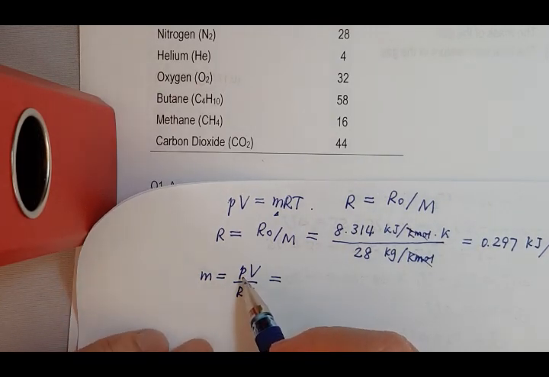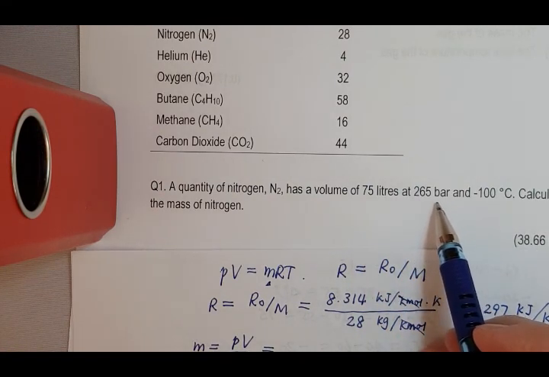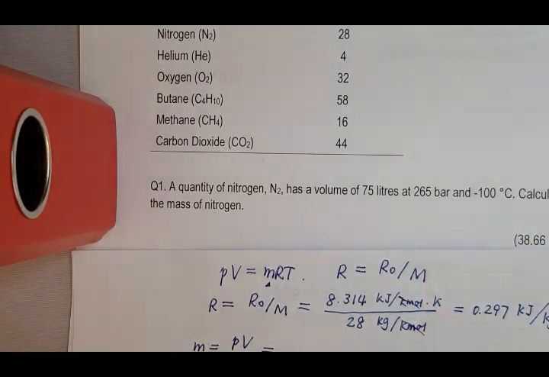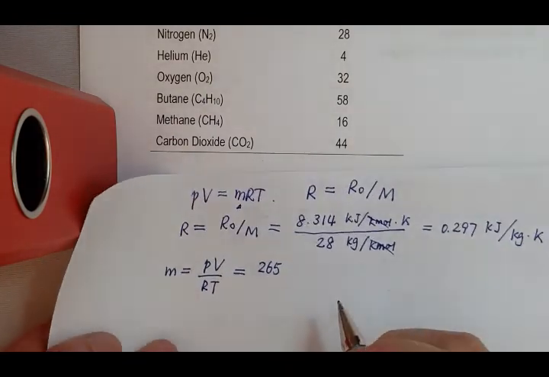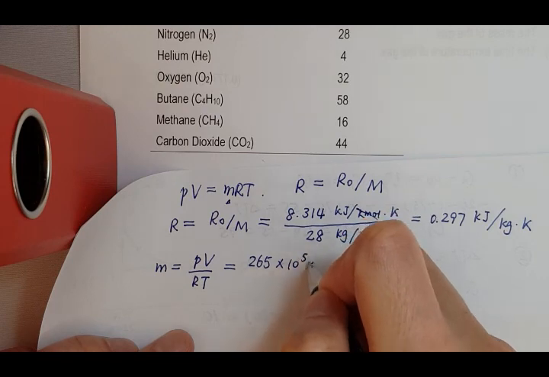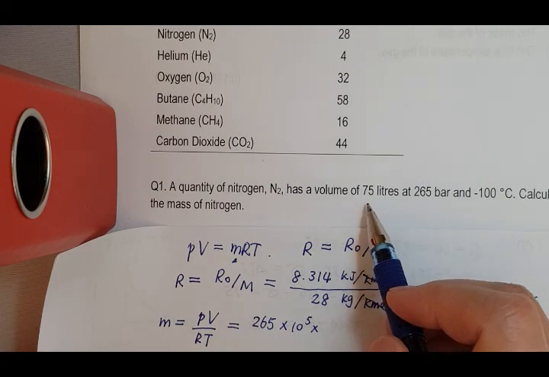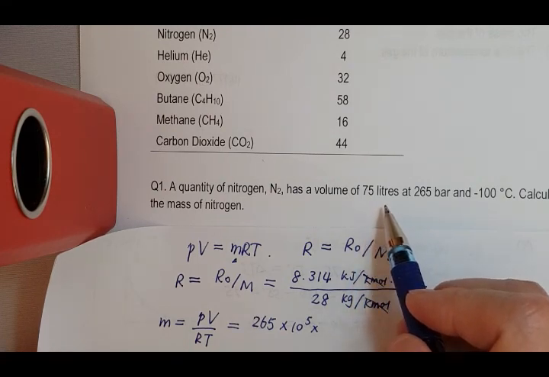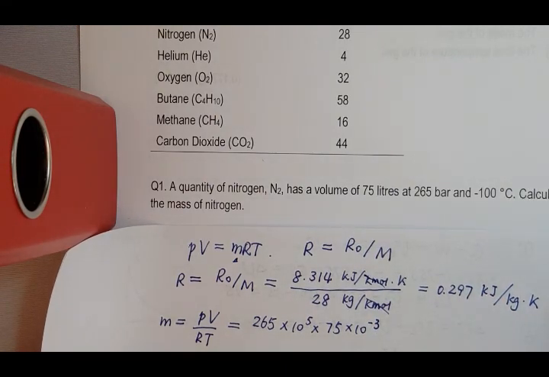For pressure, we have got 265 bar, so we need to convert that to Pascal. So at the top I've got 265 times 10^5, times V. V is volume, so have a look at the volume. Volume is in liters, so we need to convert that to cubic meters. So 75 times 10^-3, because 1 cubic meter is 1000 liters.